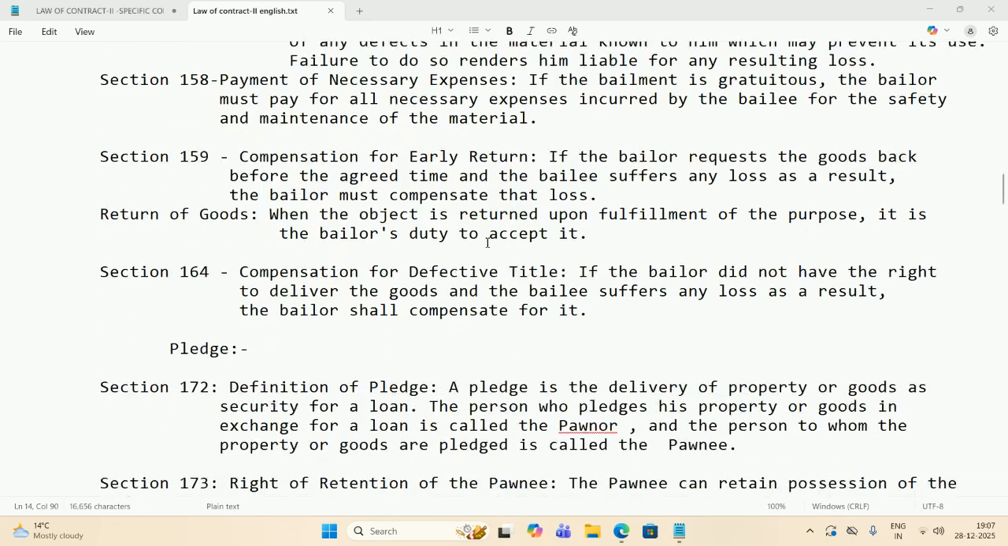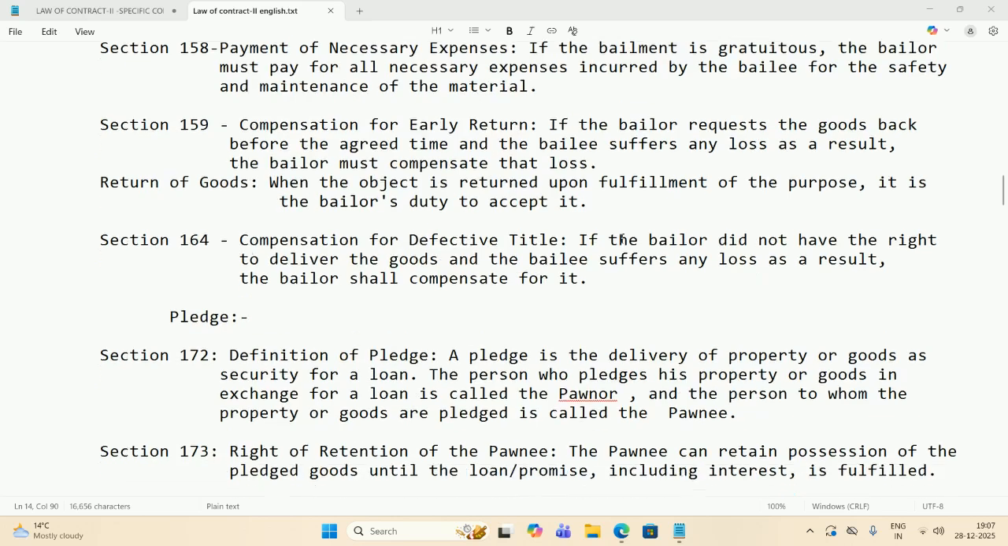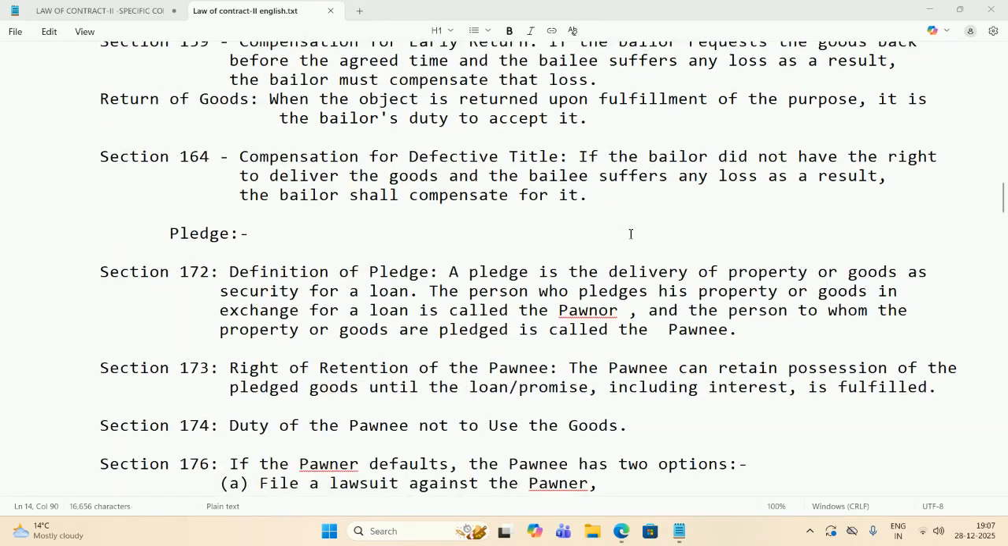Return of goods. When the object is returned upon fulfillment of the purpose, it is the bailer's duty to accept it. Now coming to section 164. Compensation for defective title. If the bailer did not have the right to deliver the goods and the bailee suffers any loss as a result, the bailer shall compensate for it.